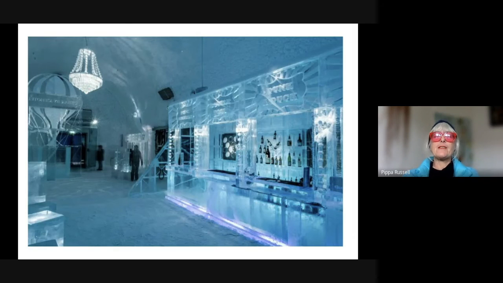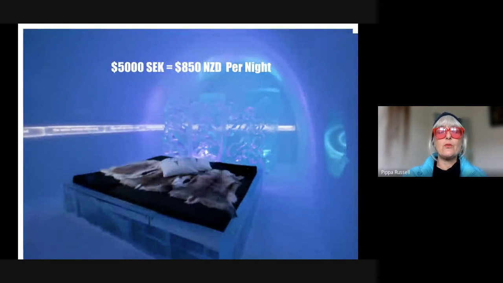One of the fun facts I found out about Sweden is that it has an ice hotel, and this has been operating for 30 years, and it's fully made of ice. And you can stay there in one of its rooms for 5,000 Swedish krona, which is about 850 New Zealand dollars per night. And honestly, I thought it was going to cost a lot more than that. That is a lot, but still not as much as what I thought it would be, because it's so cold. But anyway, that's a little bit of a fun fact.